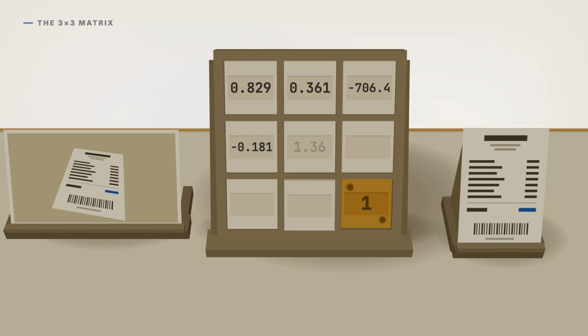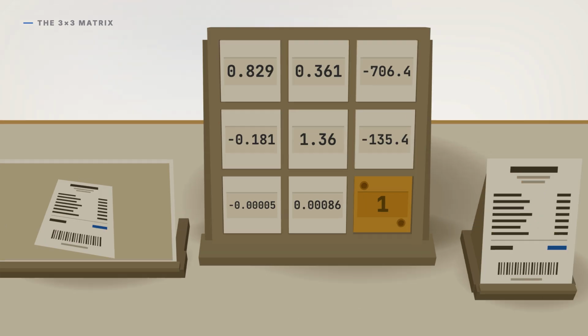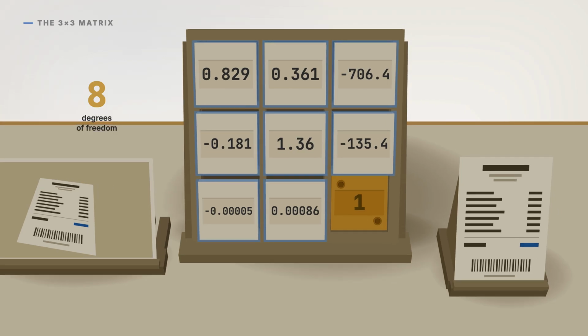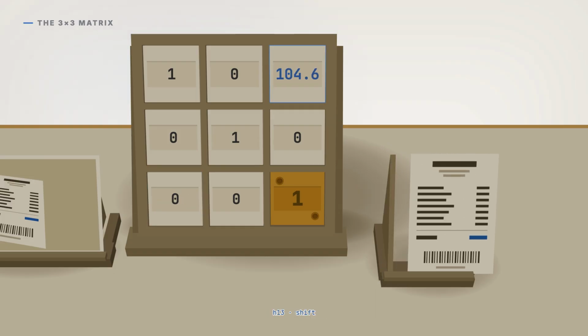A 3x3 grid of numbers called the matrix does all the work. It takes the location of every pixel in the first image, multiplies it, and spits out its exact new spot in the flattened image. Even though it is a 3x3 grid containing 9 numbers, we really only care about 8 of them. These are known as the 8 degrees of freedom. These 8 numbers control every possible way a flat image can be manipulated in 3D space.